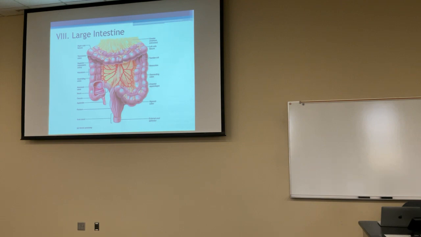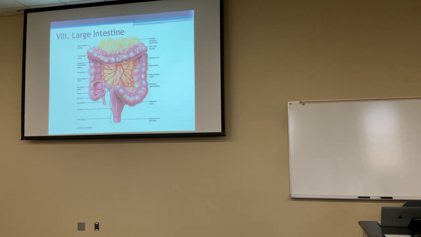Then this part, which is positioned in the transverse plane, is called the transverse colon. And then this third part is called the descending colon, because food descends down through that part. And then the last part of the large intestine is called the sigmoid colon, because it's kind of an S shape.